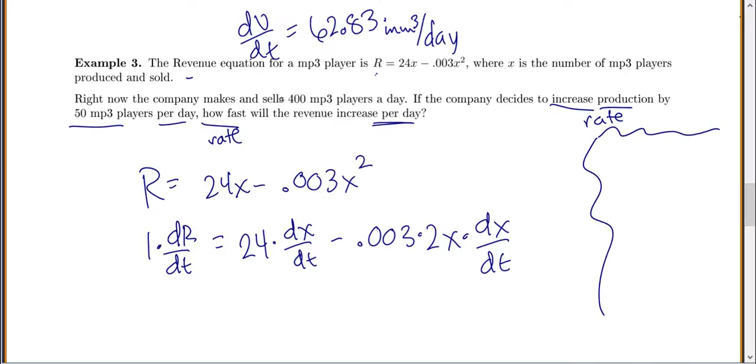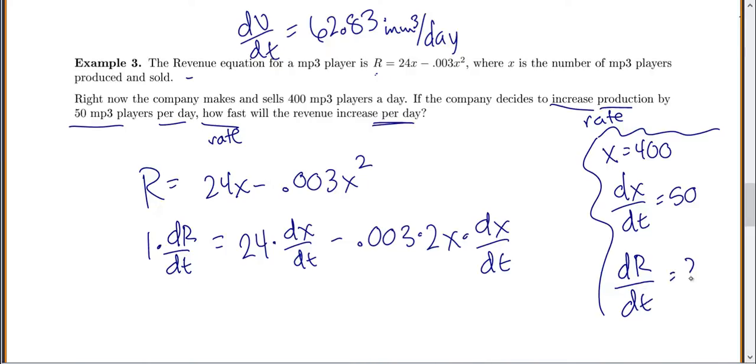So it tells us our company makes and sells 400 players a day. So that means x is currently 400. They want to increase production by 50 players per day. So that means x is going up, so that's dx/dt is 50. And how fast will the revenue increase per day? That means we're trying to find dR/dt. So let's plug everything in.